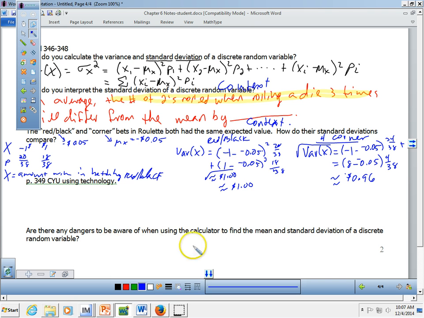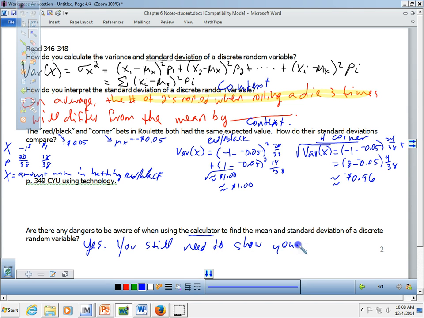The next question is, are there any dangers in using your calculator to find the mean and standard deviation of a discrete random variable? And the answer to that is yes, there are some dangers. And what's that danger? What do you need to do for every statistics problem that you may not feel is necessary all the time? And that is showing your work. You still have to show your work. Okay? And again, when we walk through the calculator, let the calculator do your mean and standard deviation for you. I'll talk a little bit more about that and show you exactly how to show your work, especially in situations where you have a lot of different values for your variable.